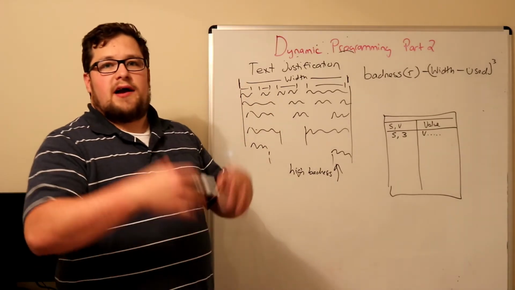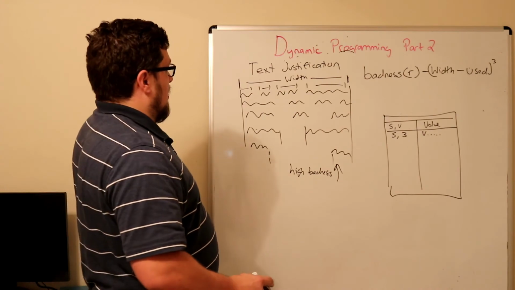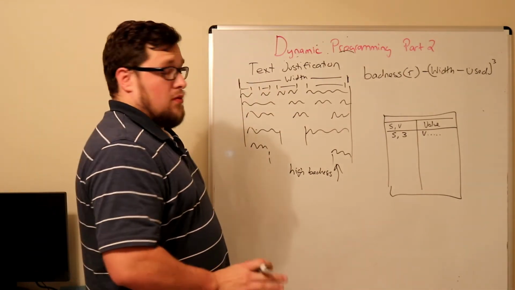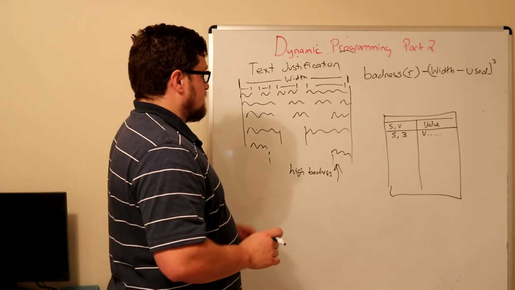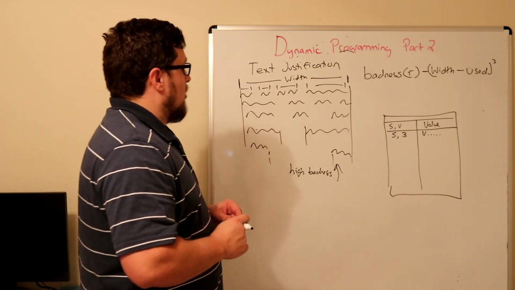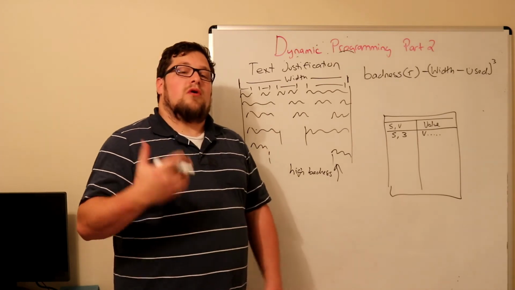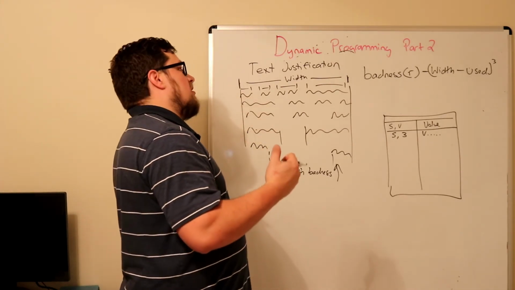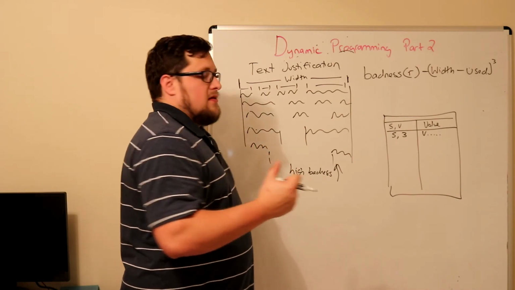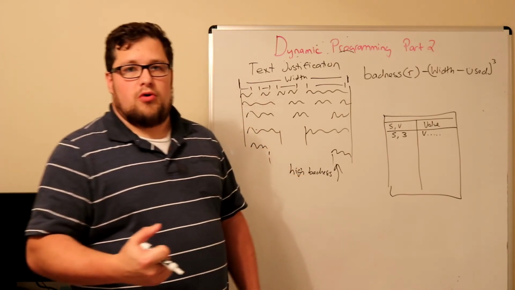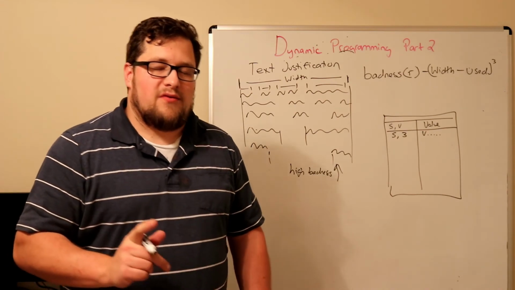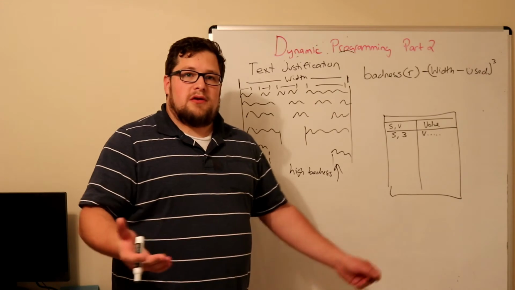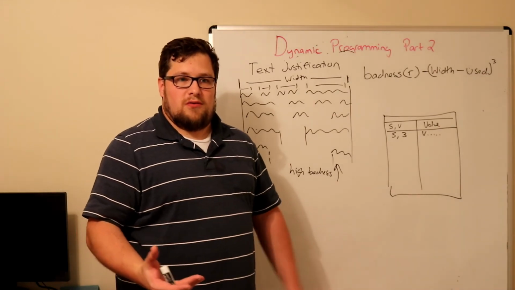So over the entire paragraph, or over the entire body of text, we want to minimize badness. So one of our subproblems is, I would say, that we need to figure out the optimal badness per row. But to do that, we've got another problem to actually solve. And that is, how do we know what text goes on what row?